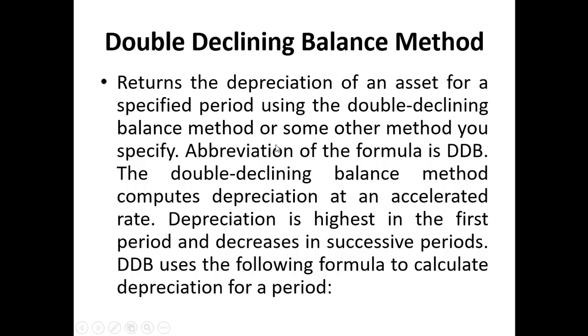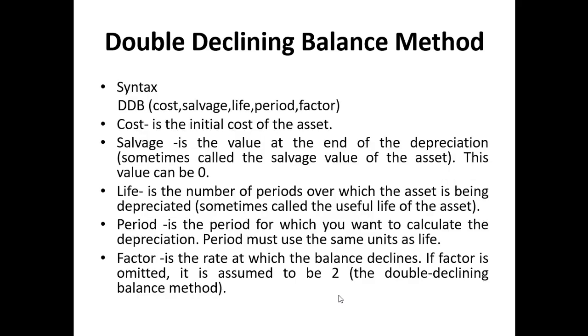Again, you need not worry about those aspects, because all you need to do is the depreciation using the given function. Here also, if you move to the syntax, the same set of information is there. The only new information is the factor. The period is included here also, because the depreciation varies from period to period. The factor is the rate at which the balance declines. If the factor is omitted, it is assumed to be 2.